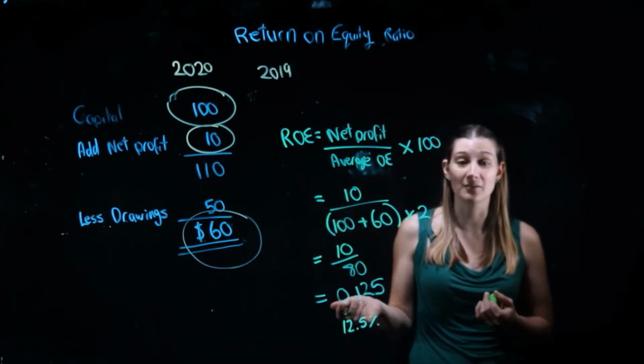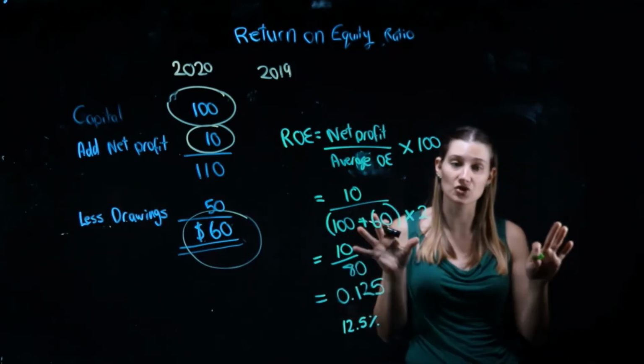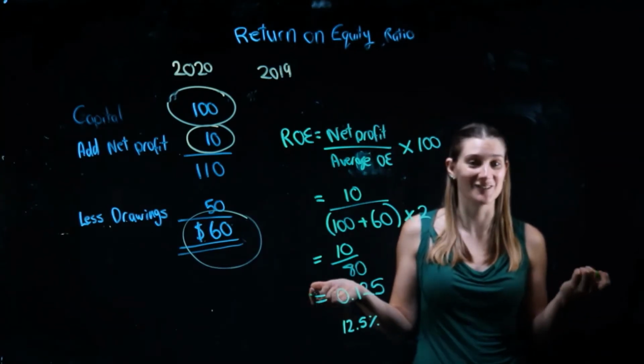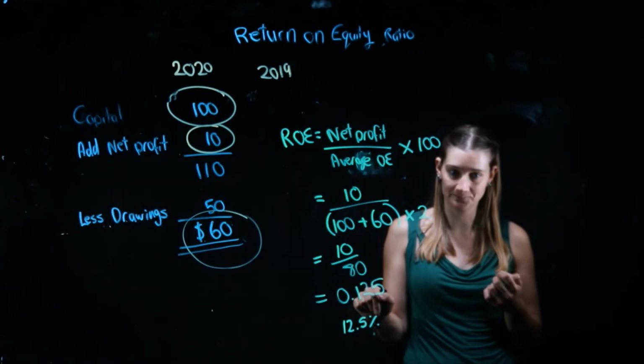12% is also higher than what I'm likely to get in the stock market right now, but again, it fluctuates and changes all the time, and if you're really good at picking stock, then you could do better than that. So you do need to compare this with those things.